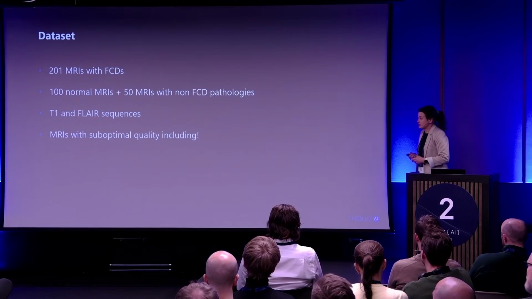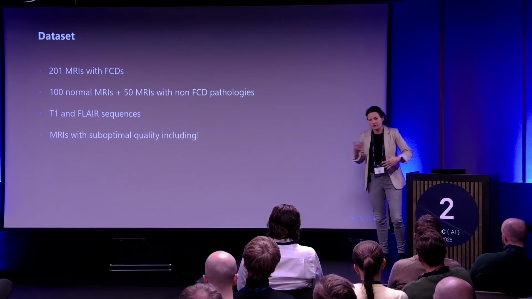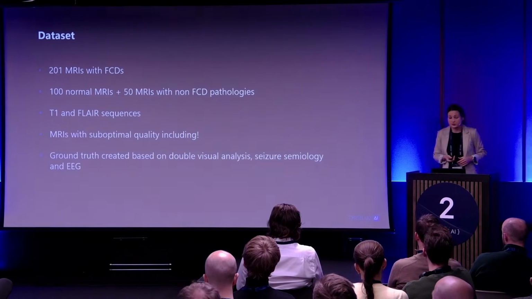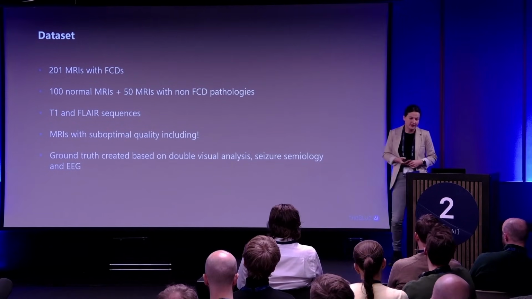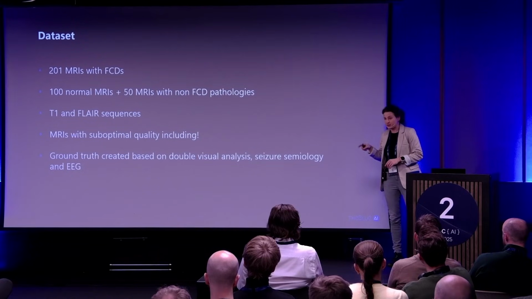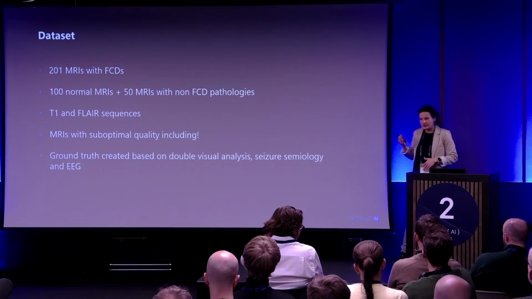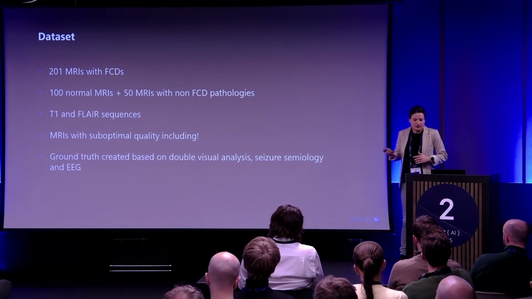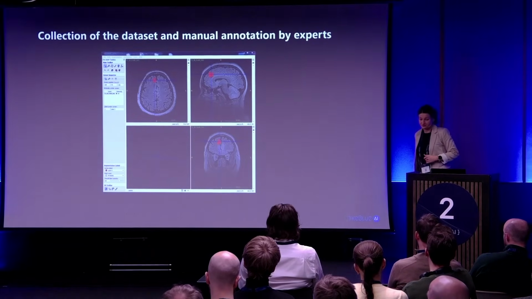And we also included the suboptimal quality MRIs because the patients are moving, there are some artifacts happening. We just wanted it to be as close to reality as possible. And we spent really a lot of time, I mean, the medical experts, on making sure that this FCD is really an FCD. So doing double visual analysis, using the EEG, so the electrodes that you can have on the brain, as well as analyzing the types of the seizures that the patients were having.